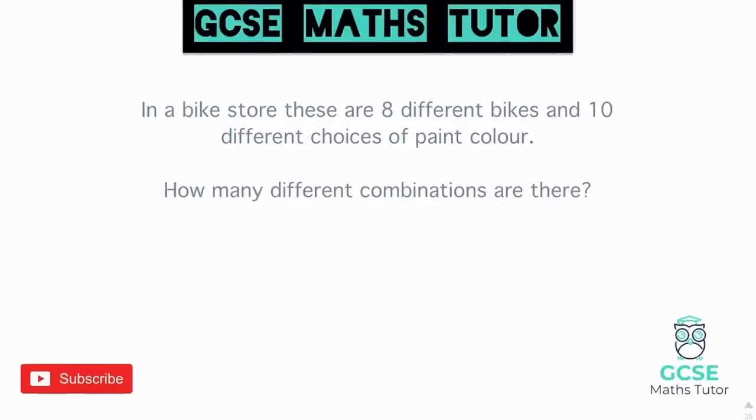Okay, on to some combinations. It says in a bike store there are 8 different bikes and 10 different choices of paint colour. How many different combinations are there? Well, we have 8 choices of bikes to pick from, so that's 8 different combinations, and all we do is multiply it by however many choices we have on the second option. So the second option is the paint colour, and there are 10, so we times it by 10. So 8 times 10 gives us 80 options as our final answer. So you just take how many choices you have on each pick and multiply them together, and that's combinations.